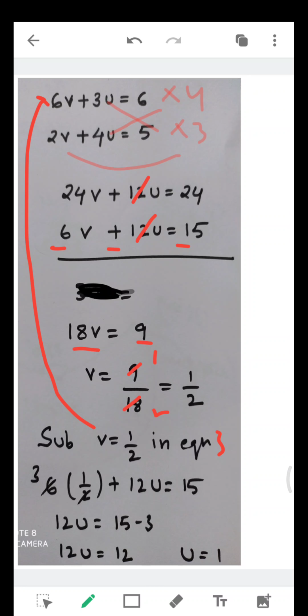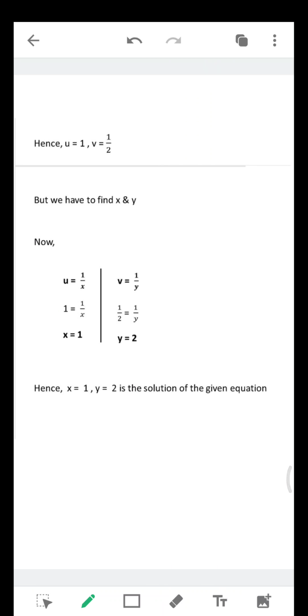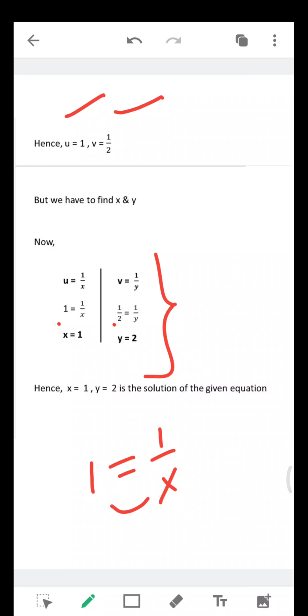Then I'll substitute it back here. u is 1 and v is 1 by 2. I'll substitute back in our assumptions. So in u place I am writing 1 and in v place I am writing 1 by 2. Cross multiply, or you can say directly x is equals to 1. 1 is equal to 1 by x, so you can say x is equals to 1, and 1 by 2 is equals to 1 by y.